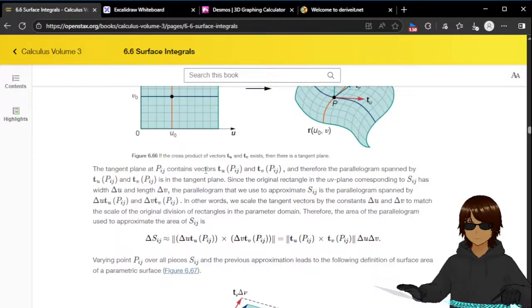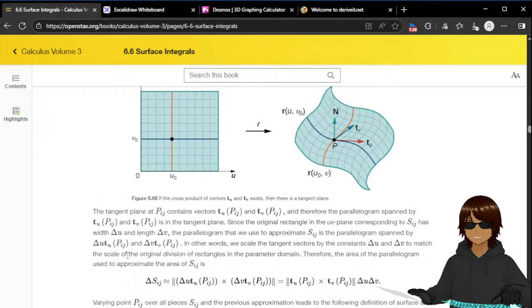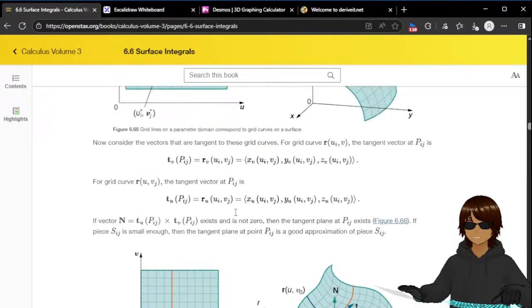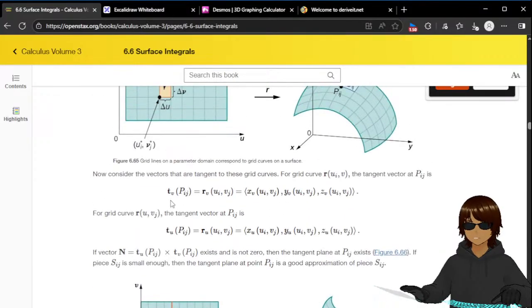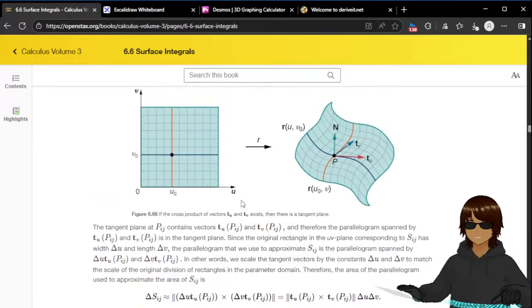Contains vectors Tu. What is this? Tu multiplied by Pij? Therefore, the parallelogram spanned by Tu(Pij) and Tv(Pij) is in the tangent plane. Why do they have these brackets? Shouldn't it be just T? Oh, wait. This is a function. So the derivative with respect to U at point Pij. Yeah.